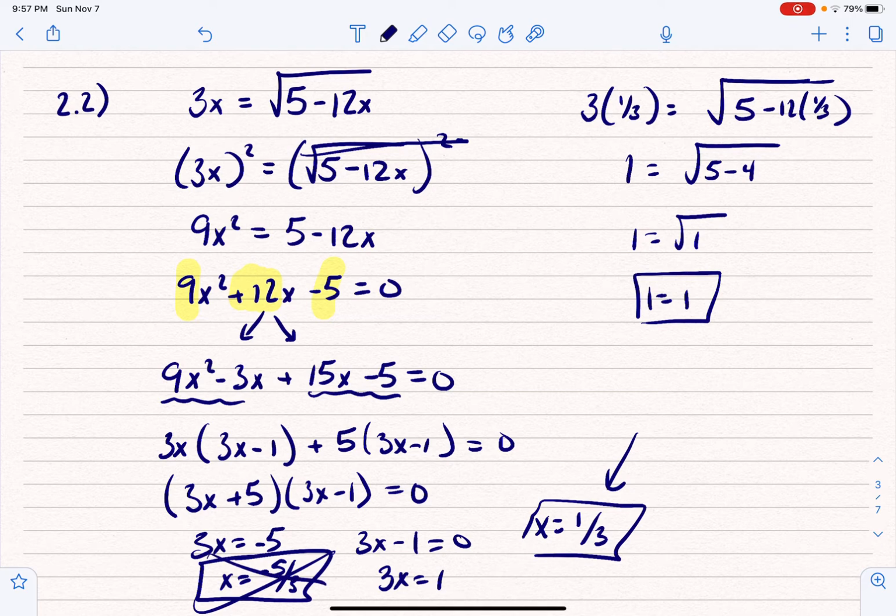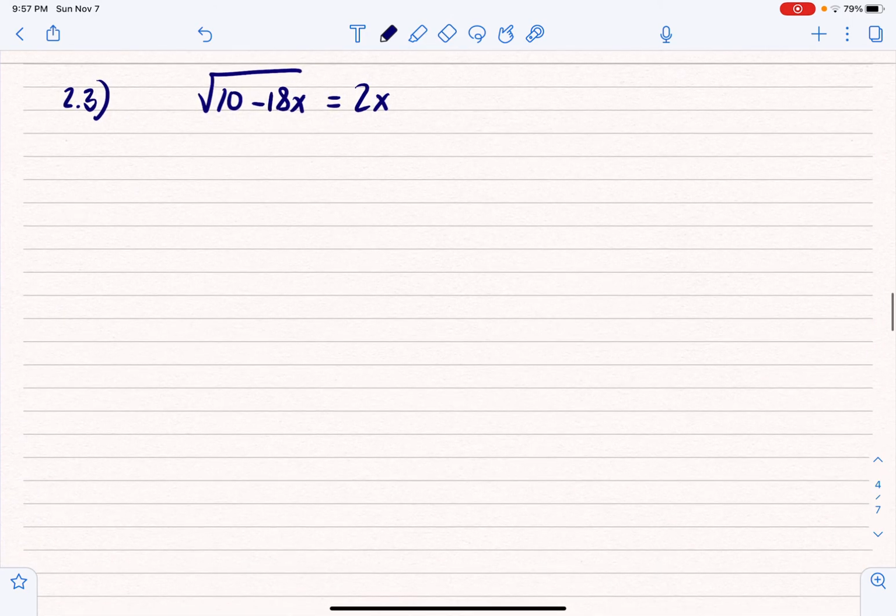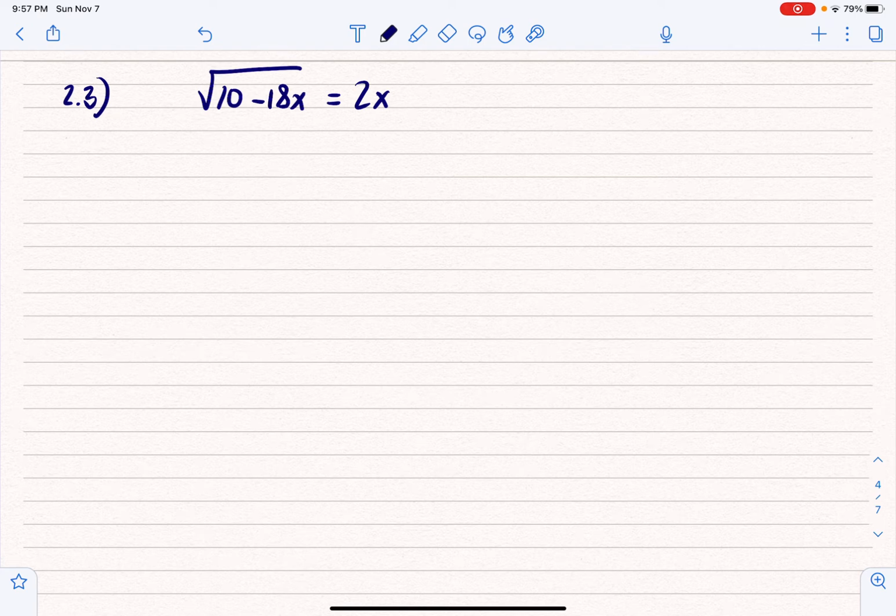Okay, now your turn. One more problem involving radicals, and this one is for you to try. Go through the same basic steps and try to solve it. So we're going to pause the video right here and give you guys a shot. Okay, let's see how you did.